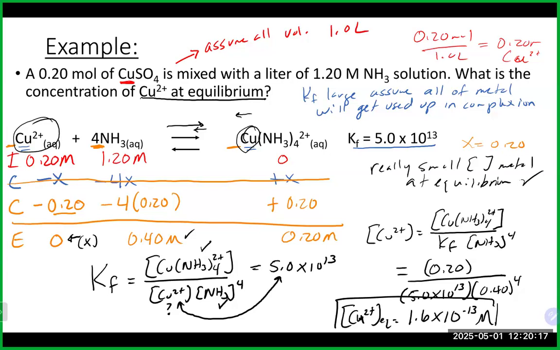Any questions on that? All right. So like I said, you should definitely always in these type of problems pretty much hit a very small value for the concentration of our ions at equilibrium. And again, if you hit a large value, you're going to end up probably messed up somewhere along the way.